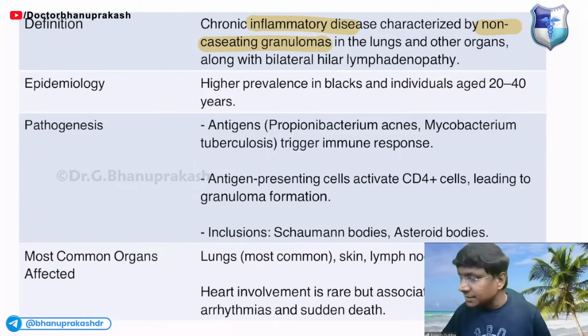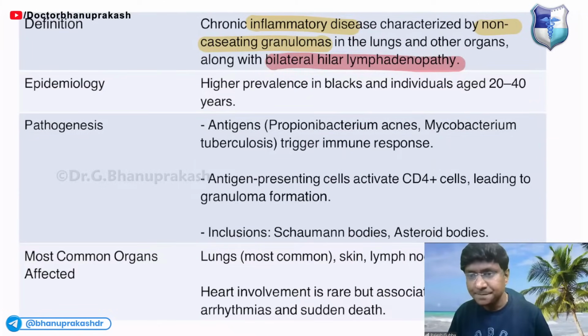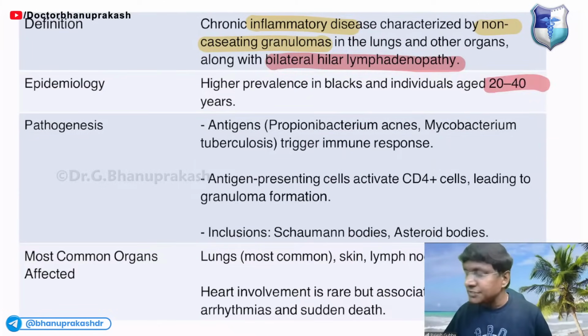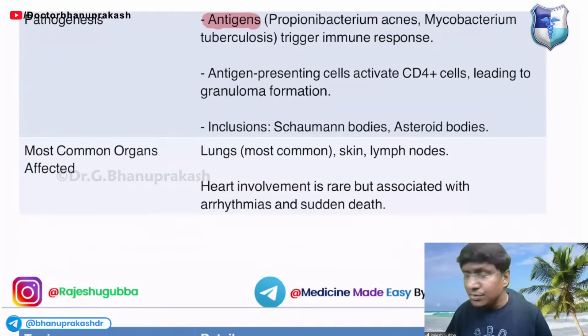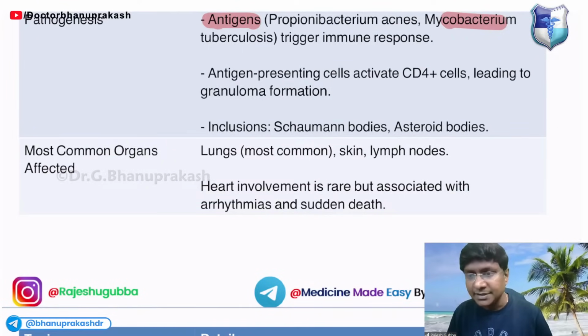Along with lung involvement, you have bilateral hilar lymphadenopathy, which is the hallmark feature in patients with sarcoidosis. The age group in which you see sarcoidosis is 20 to 40 years. What is the pathogenesis? You have a trigger. The trigger is Propionibacterium acnes, then Mycobacterium tuberculosis. These are the triggers, and they will trigger the immune system and there will be immune reactivity.